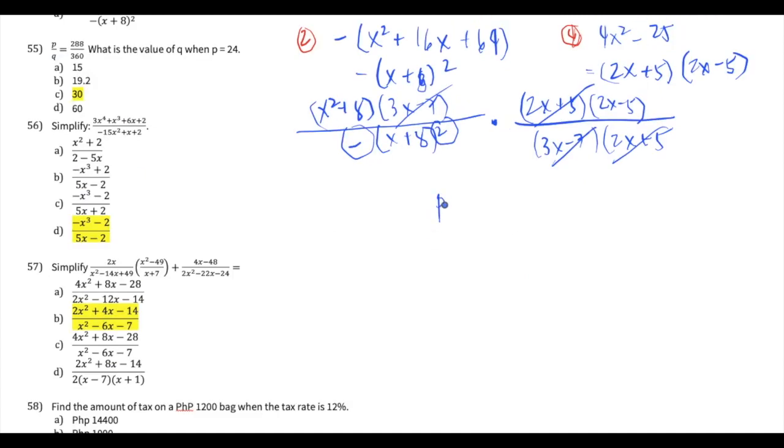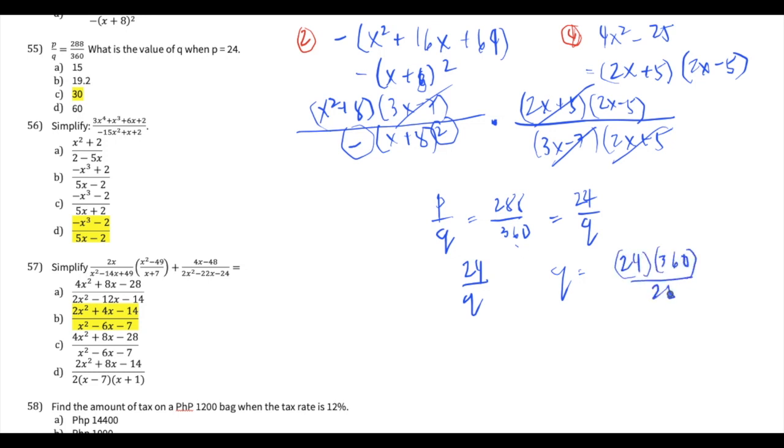Number 55. P over Q is equal to 288 over 360. What is the value of Q when P is 24? You can choose to simplify this one first, pero ako hindi ko na isi-simplify. So, equate lang natin 24 over Q. So, Q is going to be equal to 24 times 360 over 288.